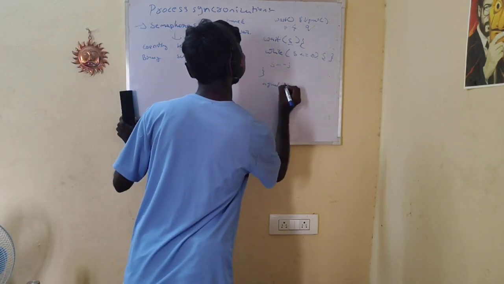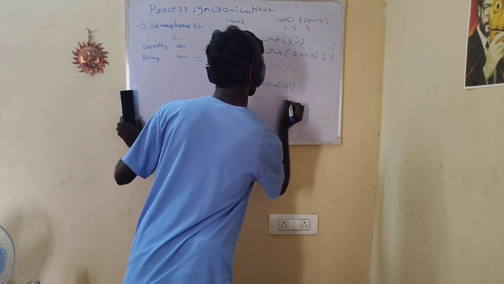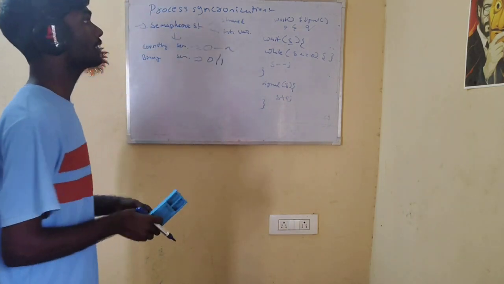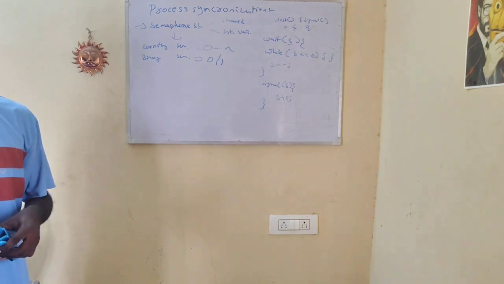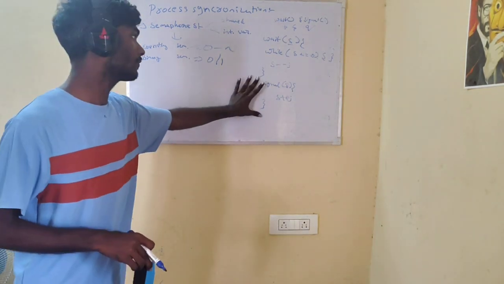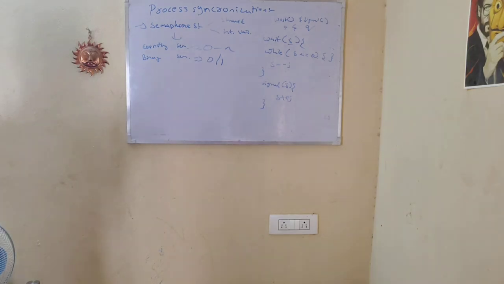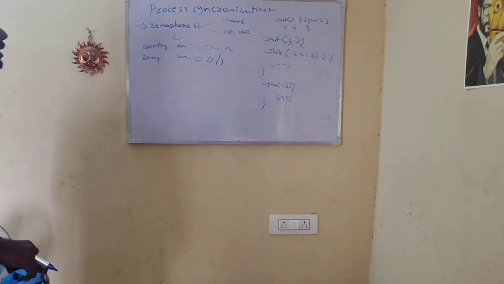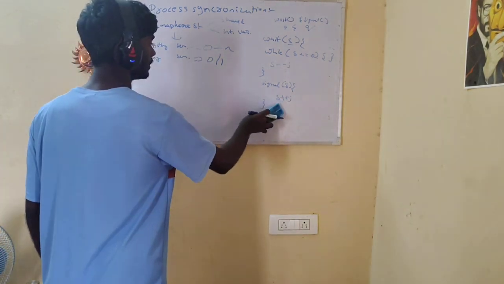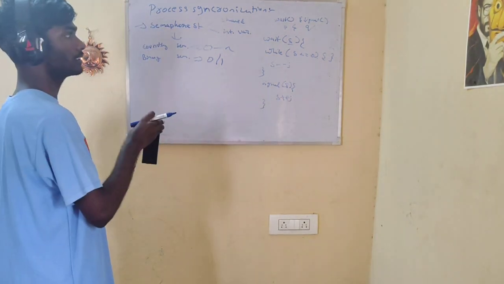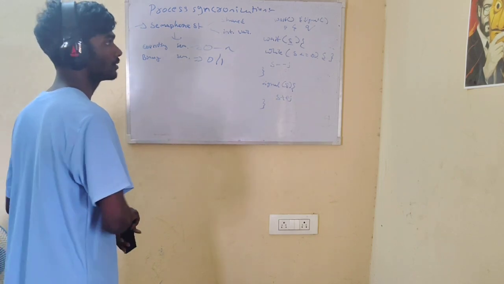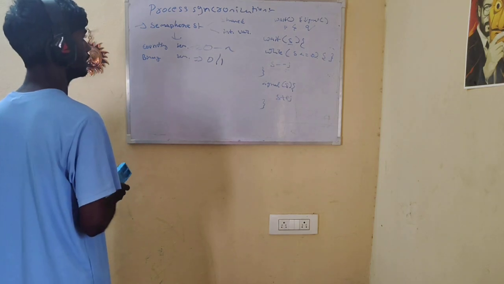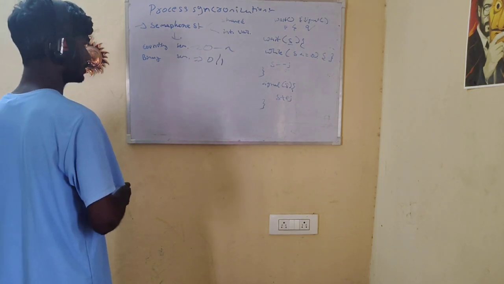Now coming to the signal function, we call the wait function before accessing the critical section, before accessing the shared resource, and we call the signal function once we are done using the shared resource, or when we have completed executing the critical section. In the signal function, we are simply incrementing the count, signaling that we are done with using the shared resource. So these are the two functions in semaphore, and this is the usage.